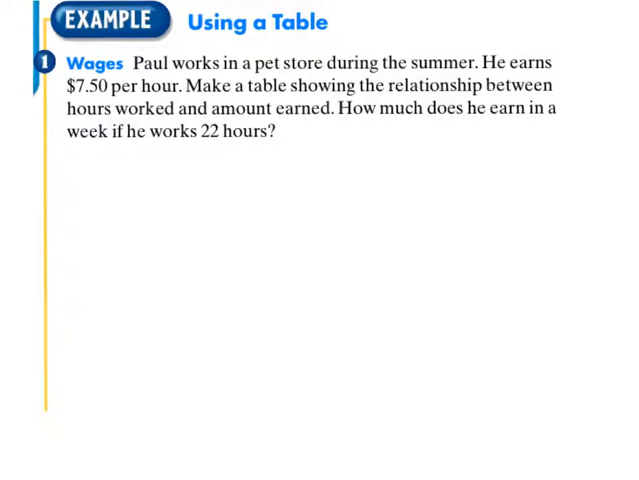Let's look at an example of using a table. Paul works in a pet store during the summer. He earns $7.50 per hour. We want to make a table showing the relationship between hours worked and amount earned. So how much does he earn in a week if he works 22 hours?